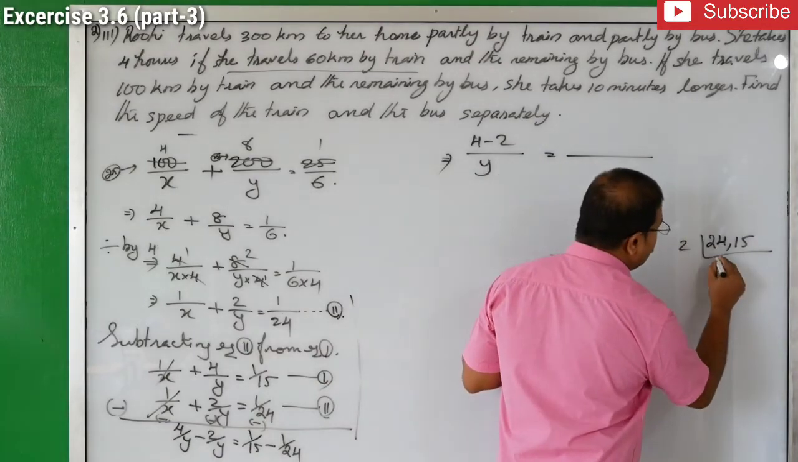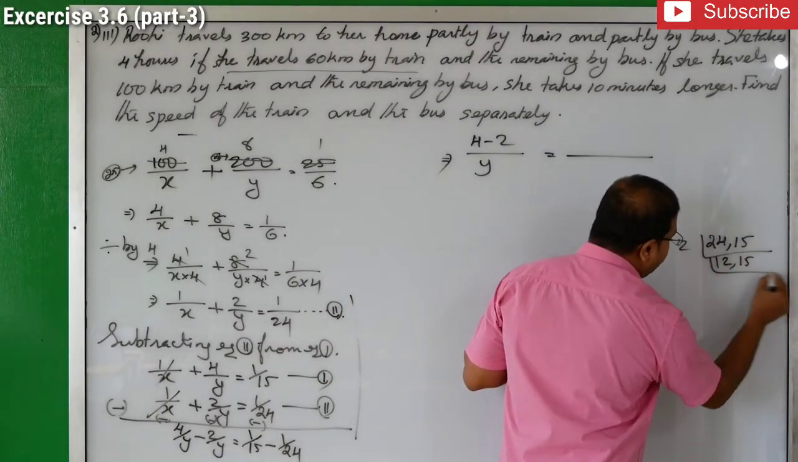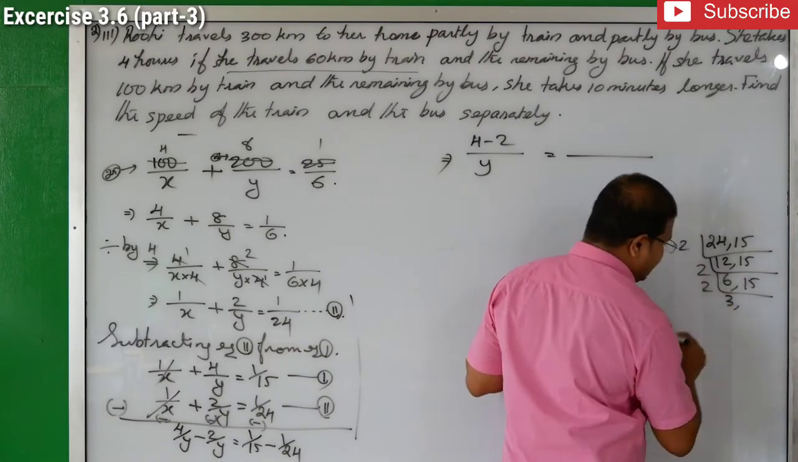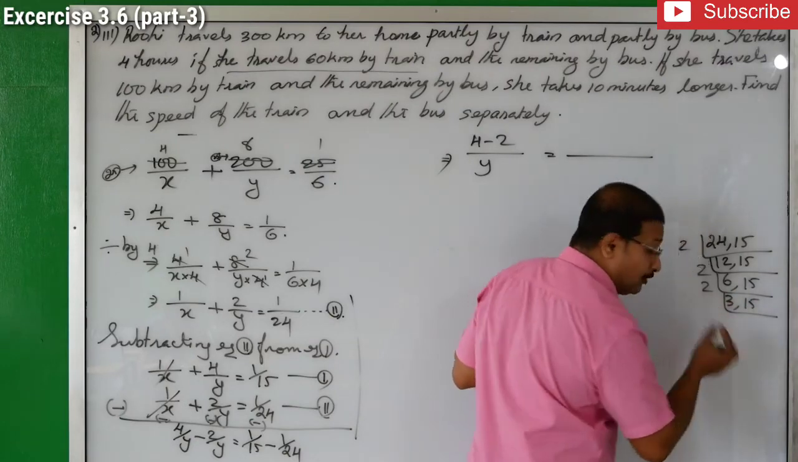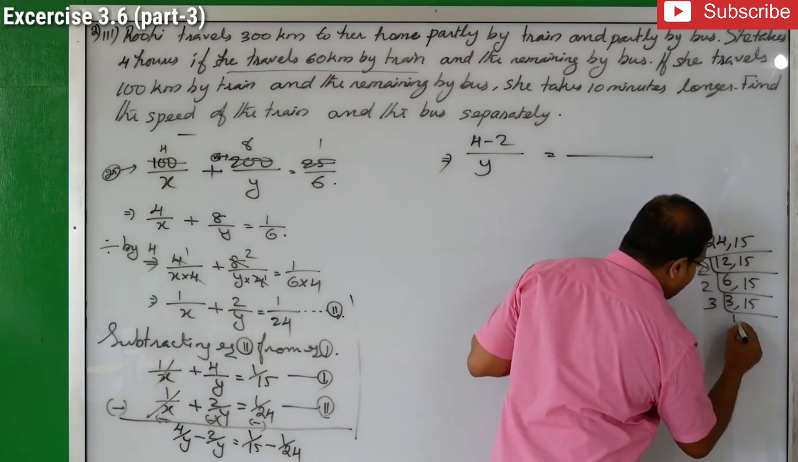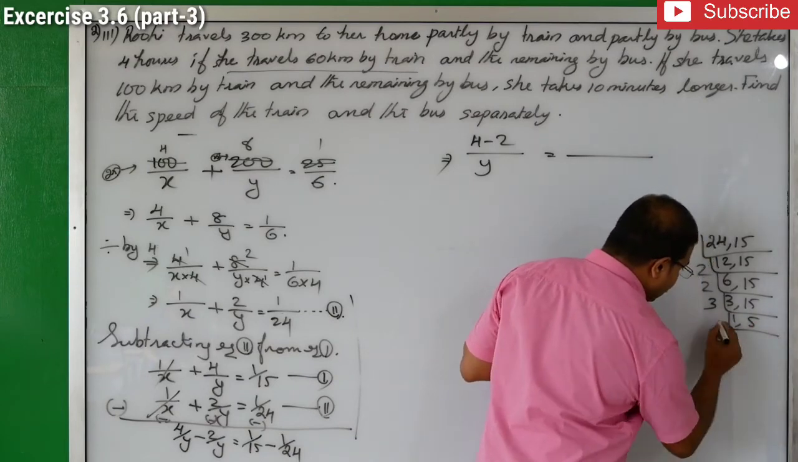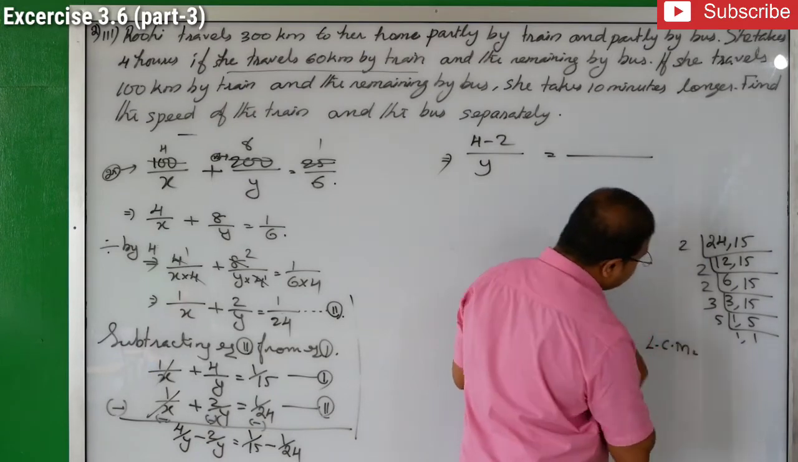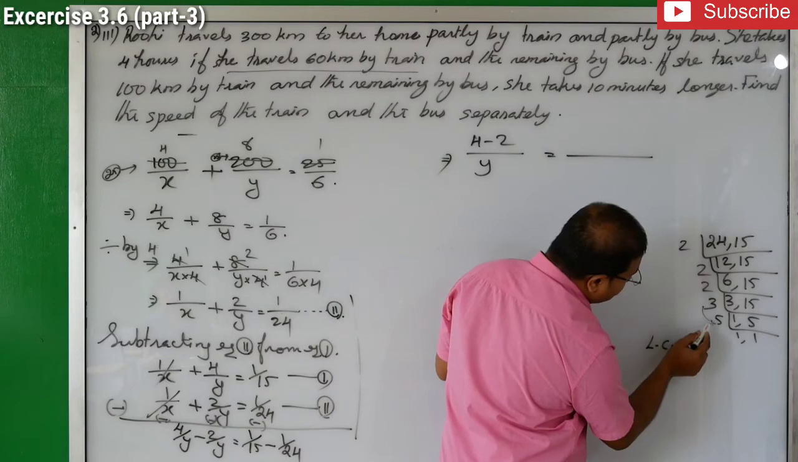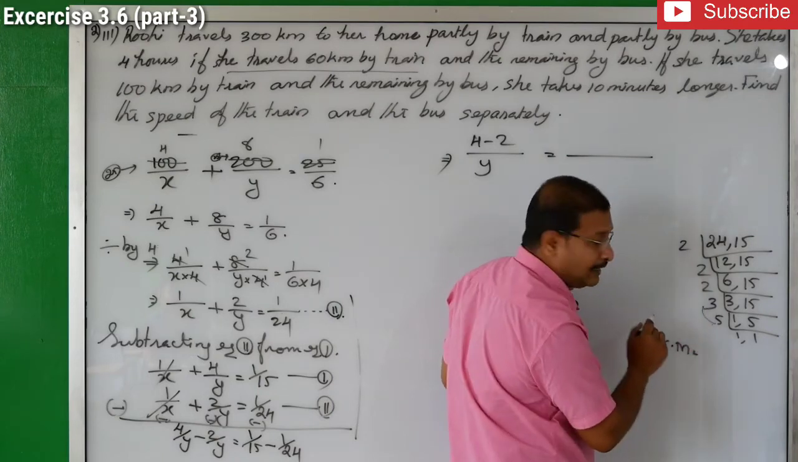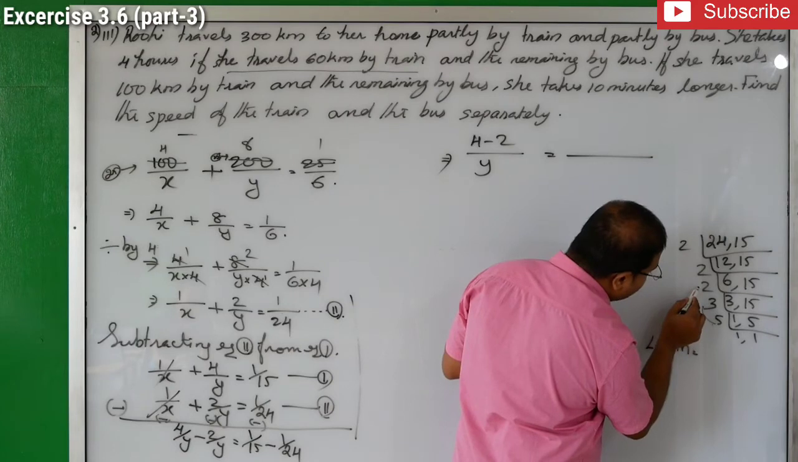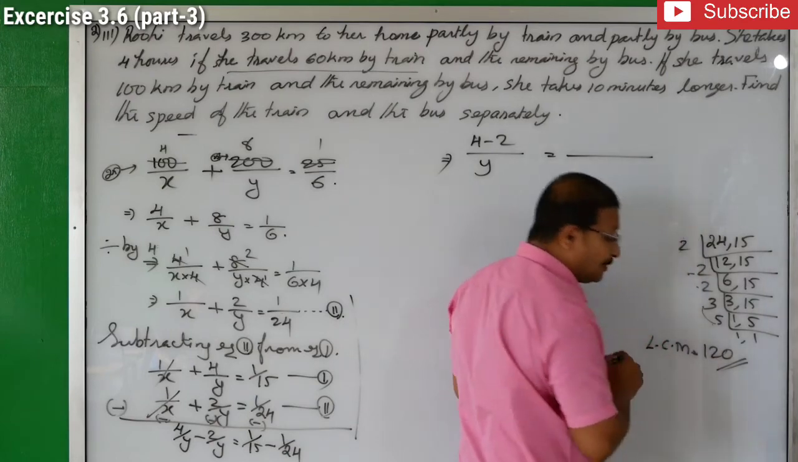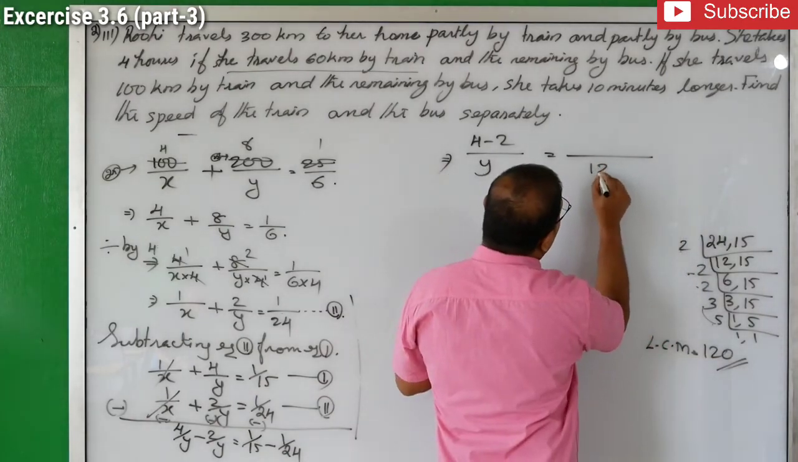So 2 12s are 24 and 15 will bring down. Again by 2, 6 are and 15 will bring down. Again by 2, 3s are 6, 15 will bring down. Now we cannot do by 2, we'll try by 3. 3 1s are, 3 5s are 15, isn't it? Now by 5, 5 1s are. So LCM equals, see, 3 5s are 15, 15 2s are 30. So 15 into 2, that is 30. 30 2s is 60. 60 2s is 120. So we got LCM as 120. Ready? So we got here 120.